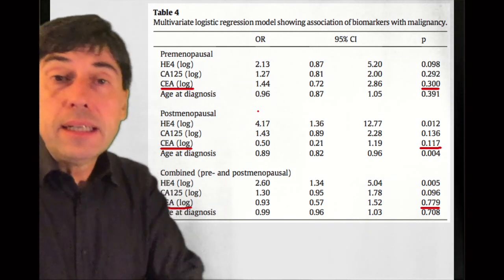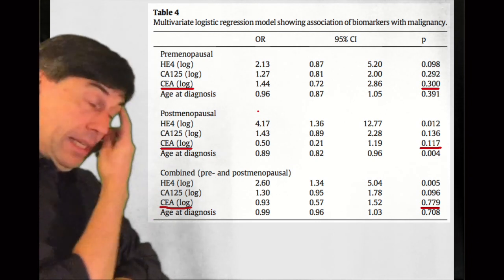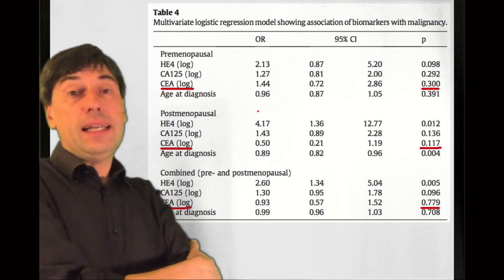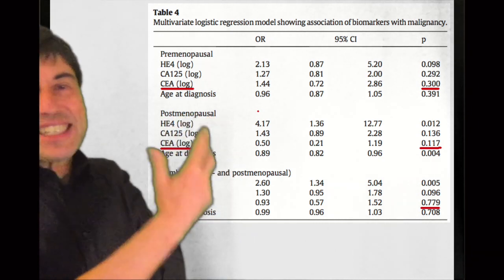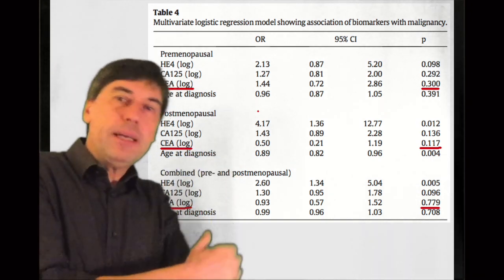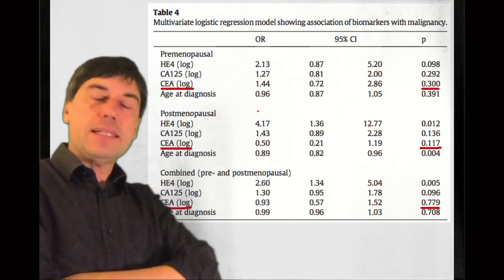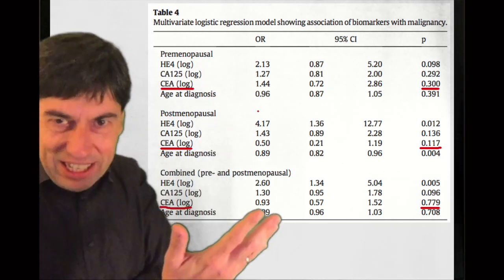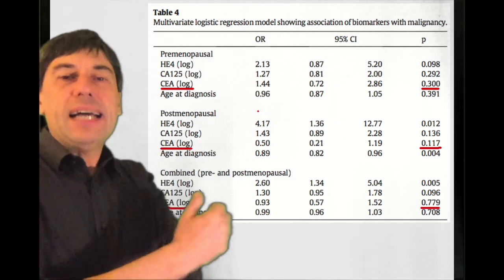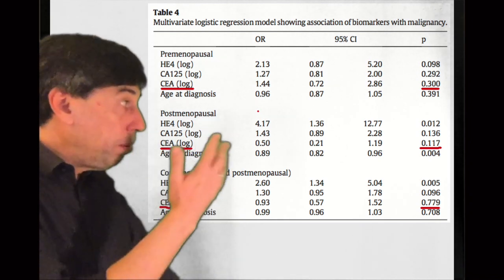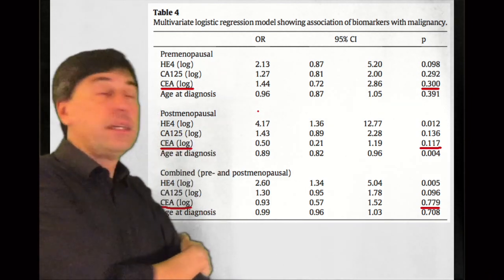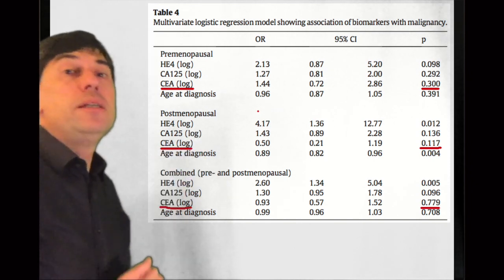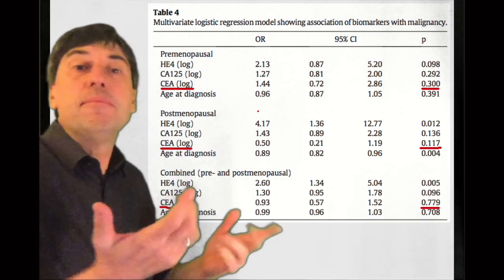But let's read the paper and have a look at the table. They distinguish between young and older women, in a sense pre-menopausal status and post-menopausal status. They considered HE4, CA125 and CEA and also the age. Please have a look at the table of the results: the premenopausal, the postmenopausal, and the overall. Have a look at the p-values, the famous p-values.